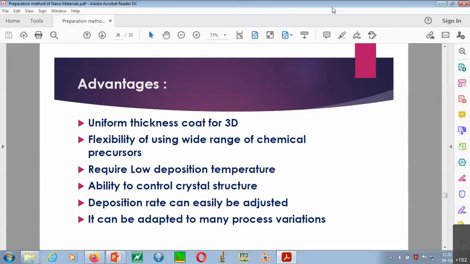Advantages you see, because this is very important, as I said, uniform thickness. I already told you that you get an ordered layer structure basically, yani uniform thickness you may get, and even you can go for the 3D material also. Flexibility है, you can use any number of chemical precursors. एक गैस यूज करना है, 2 3 4 whatever be the number, so that gives you the flexibility. Require low deposition temperature compared to other methods. Okay, the temperature may be limited because it depends on the precursor gases.